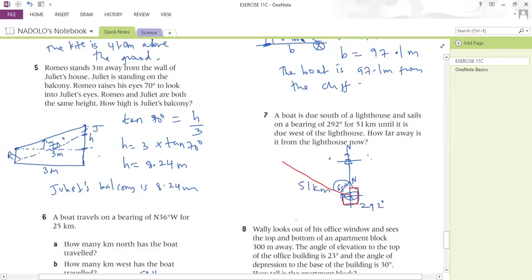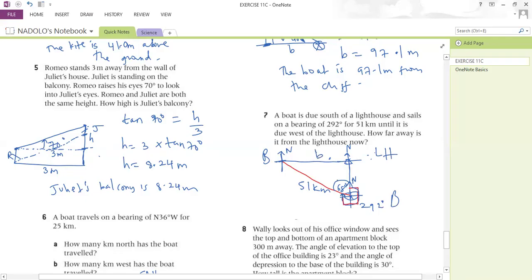So west of the warehouse is this side, and that is where the boat is exactly. So this is the lighthouse, and then this is the boat. So if you draw the compass at the point where the boat is, that is what you will get. So they're asking how far is it from the lighthouse. So we are calculating this distance.